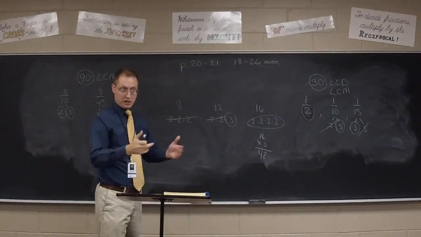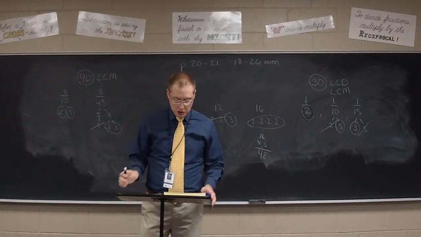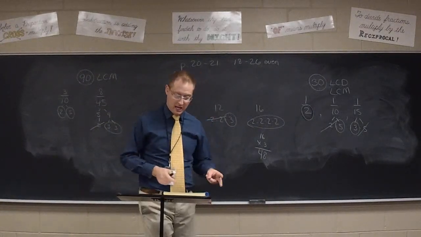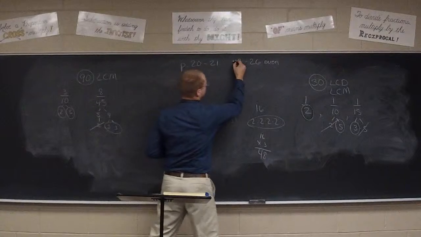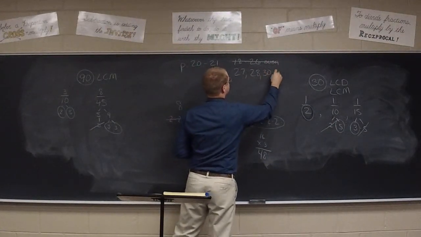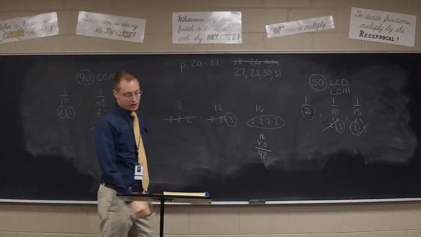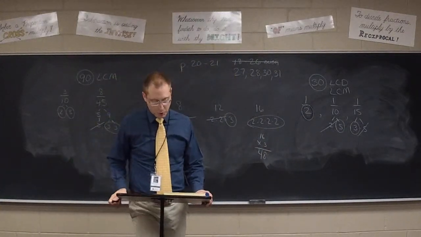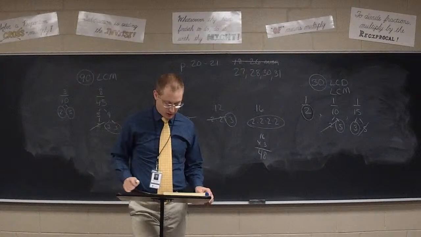Does it make sense what we're doing here with the fractions? So I want you to do the ones we skipped: 27, 28, 30, 31. Just looking at the denominators, you're going to find the LCM, the least common multiple, of the denominators.